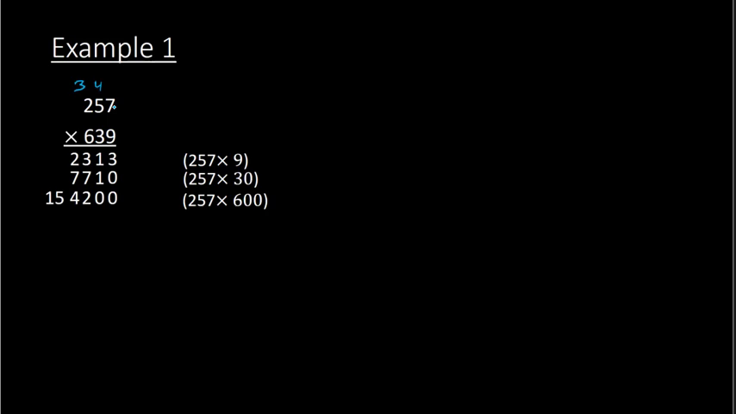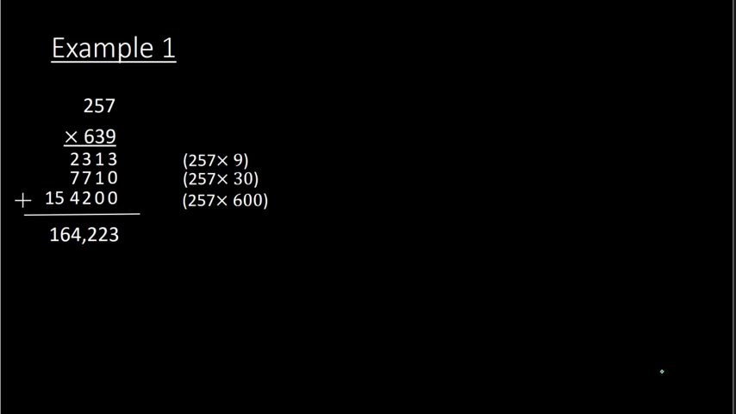So now we have these 3 different numbers. So what we do is we need to add these together. So 3 plus 0 is 3. 1 plus 1 plus 0 is 2. 3 plus 7 plus 2 is 12. So we take the 2 and then carry the 1. 1 plus 2 is 3, plus 7 is 10, plus 4 is 14. So we take the 4, carry the 1. 1 plus 5 is 6. And then we have a 1 here. So put the 1 down here as well. So our final answer is 164,223.